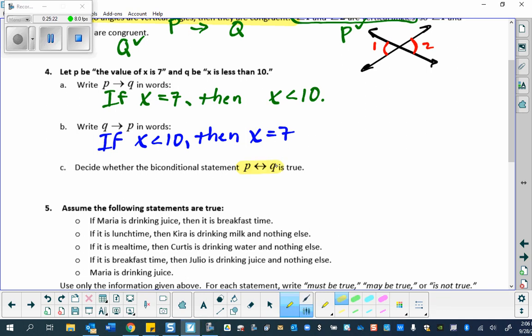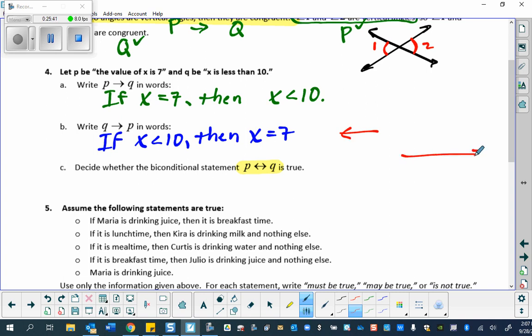All right, how's our biconditional doing? Are we true? Is our biconditional true? Lots of heads shaking out there. No, it's not true, because this conversation right here is a problem.